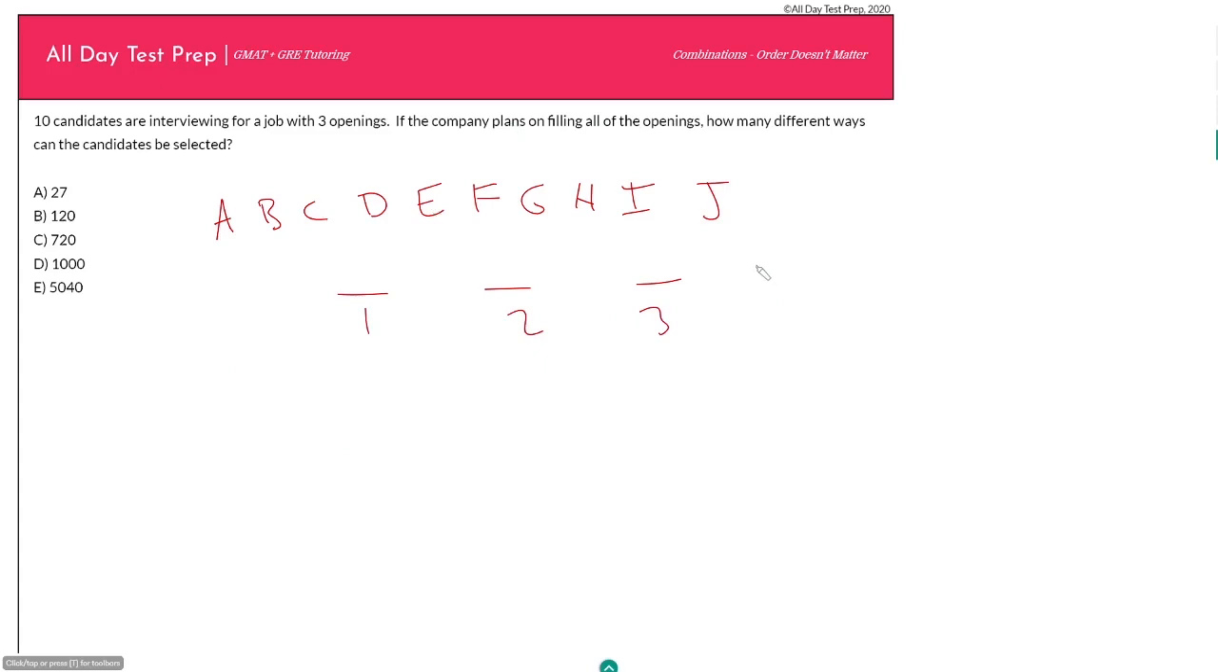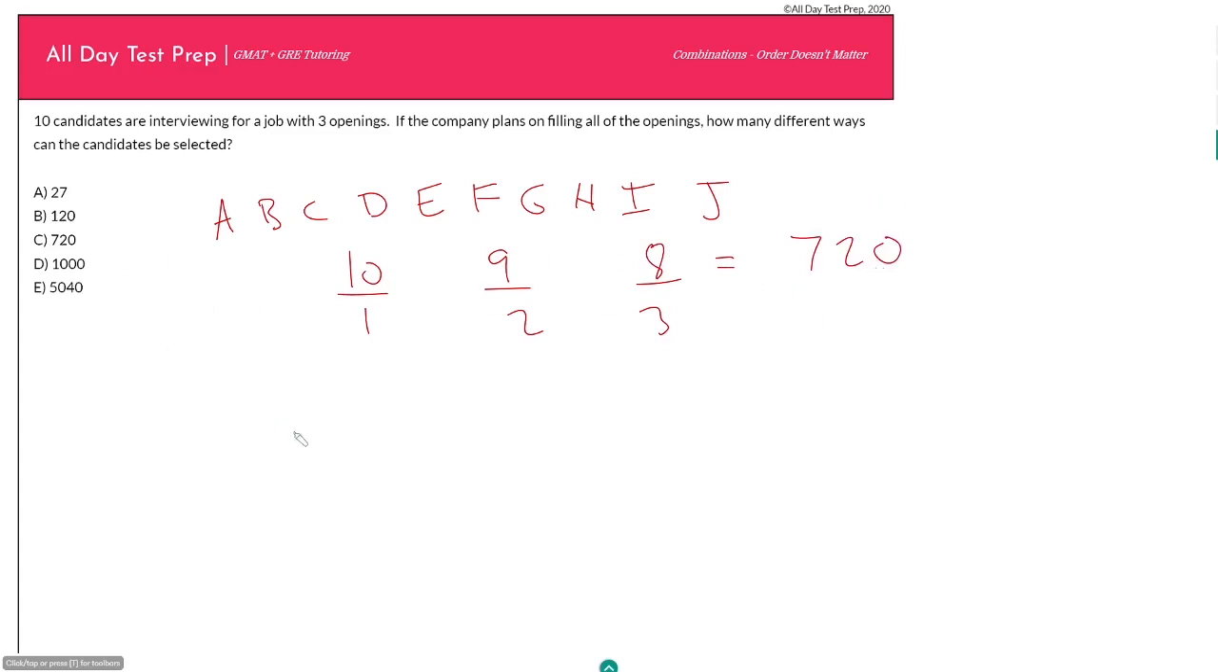So now in this case, let's start by doing the same thing we did before. We have 10 options for who can fill our first spot, our first job opening. Then we got 9 people remaining who can fill our second job opening. And then we got 8 remaining for our third opening. And that gets us to 720. But as you can probably guess, that's not our answer here. Our answer should be less than 720.